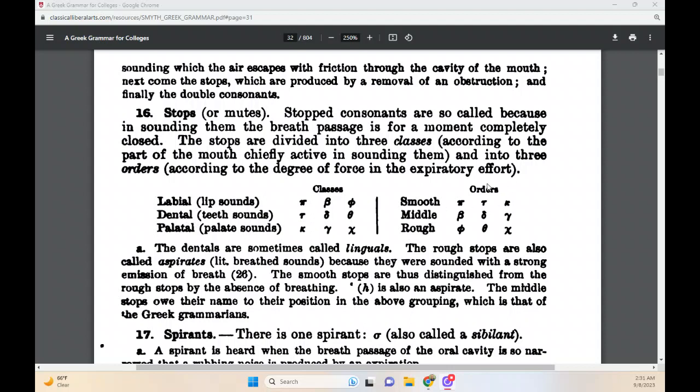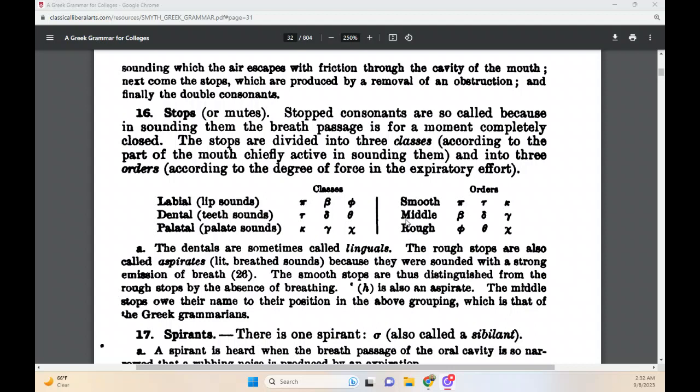Now we also learn about the orders, which has to do with the degree of force that's required to produce these sounds. And you'll see that the arrangement of these consonants into orders relates to what we just learned about the relationships between these consonants. The smooth stops are the basic sounds that I mentioned: P, tau, and kappa. They're pronounced with the least amount of force. P, tau, kappa, p, t, k. They're produced with the least amount of force.